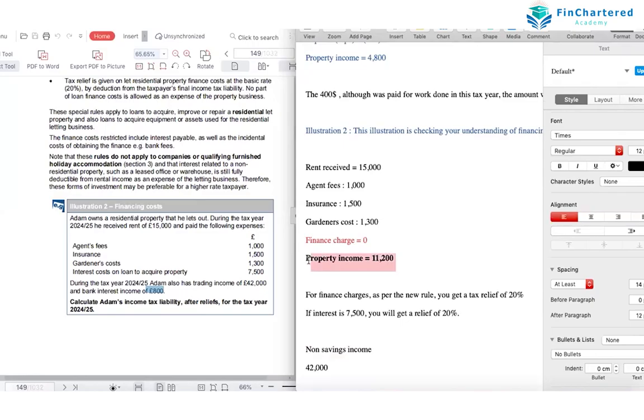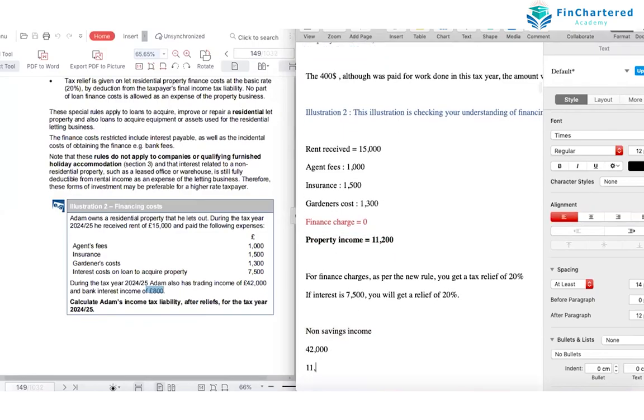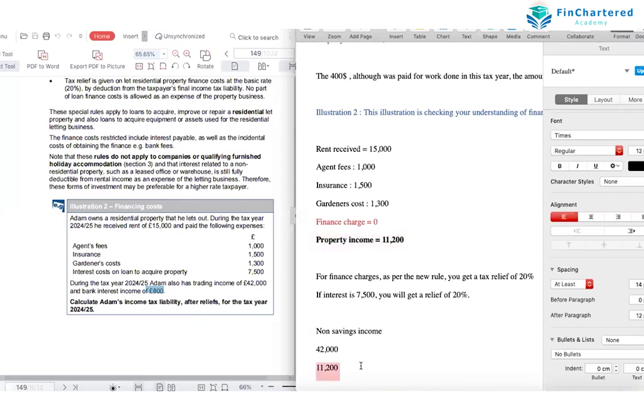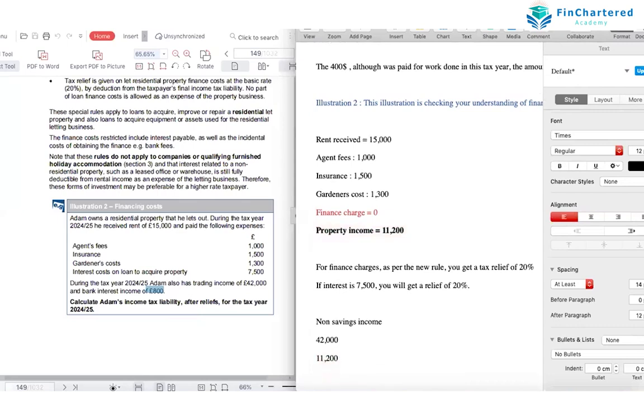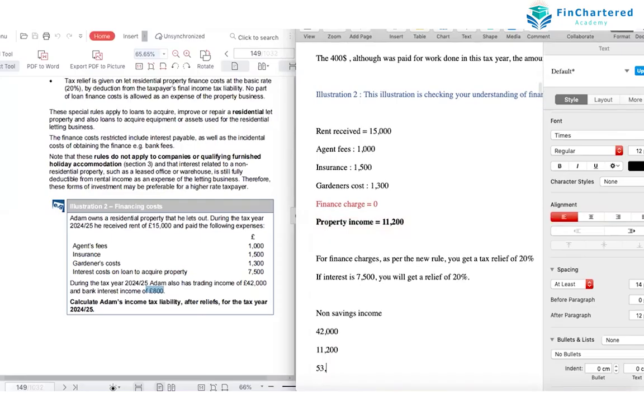See, we just calculated the property income will be 11,200. I have deducted the expenses and all that, yes. But for tax purposes, the income will be like the profit. It's like the earning. The earning is 11,200. So that is what will be taxed. Therefore, his total income is 42 plus 11, 53,200. So his trading income, his property income, so his total income is 53,200.